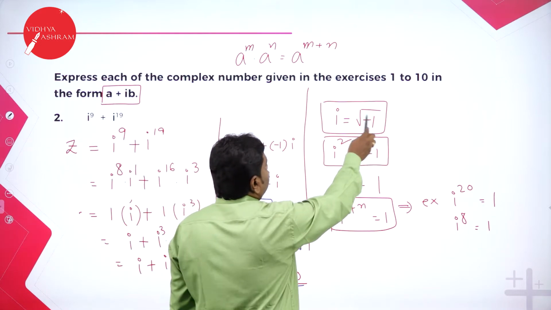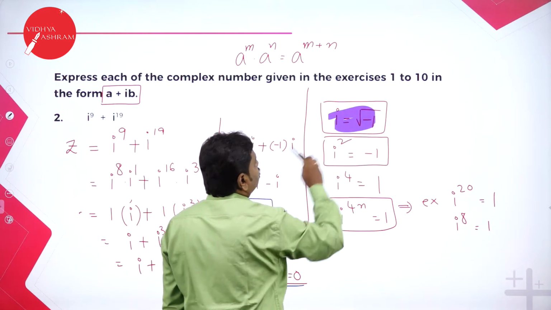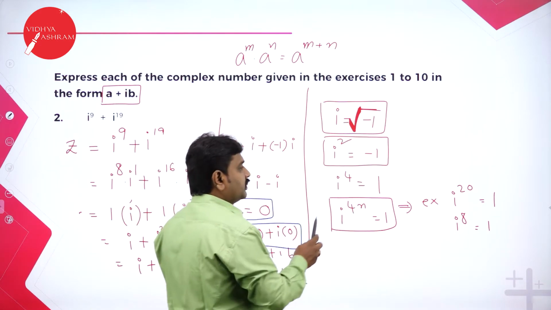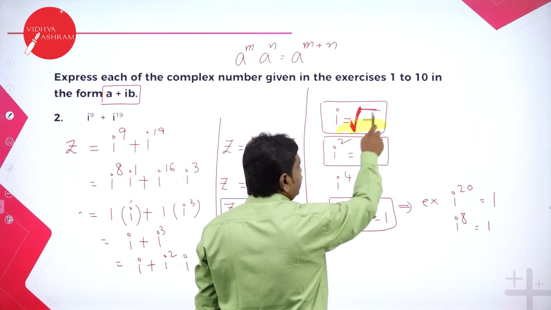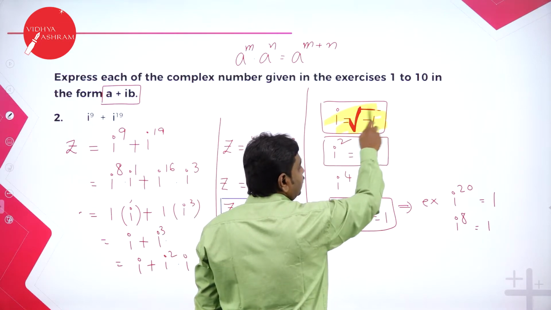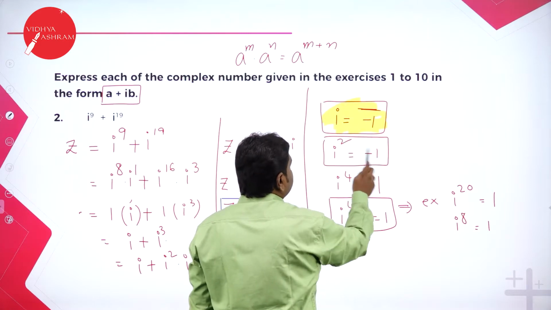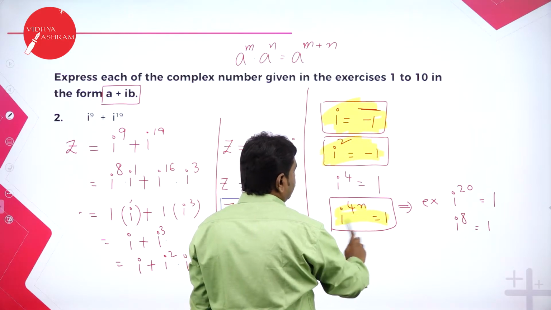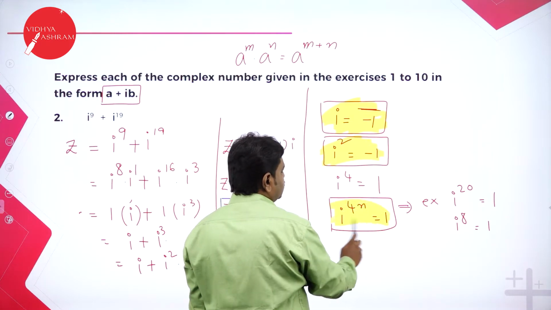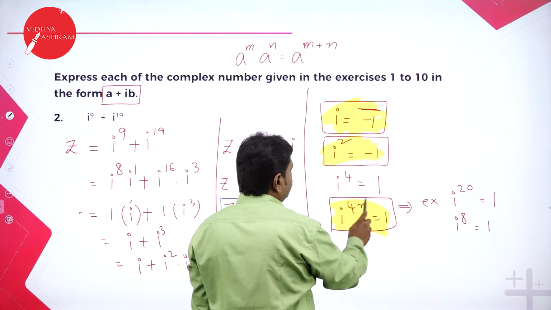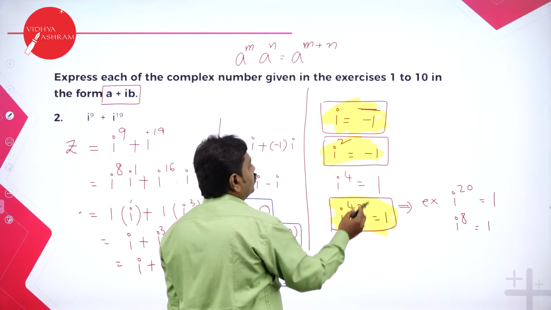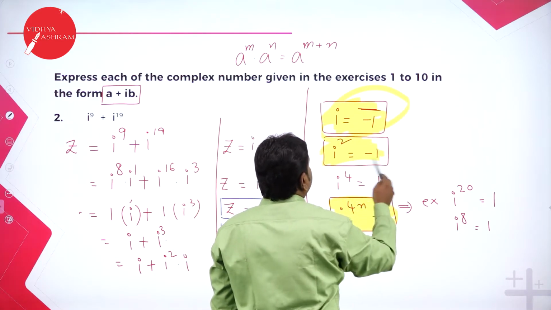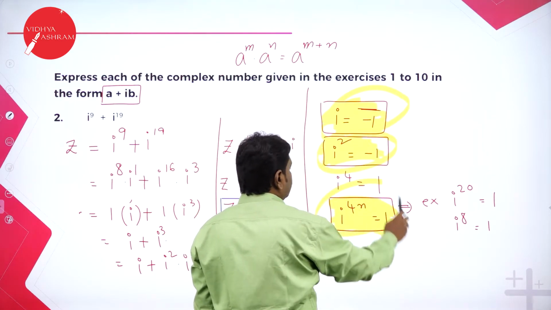I square. So what is i? You should remember the value of i: root of minus 1, and i square is minus 1, and i power 4 multiple is 1. These are the basic shortcuts which will help you. So i power 4n is what? 1. So these are the things to be remembered: i square and i power 4n.